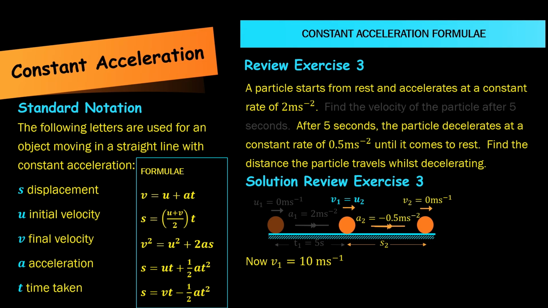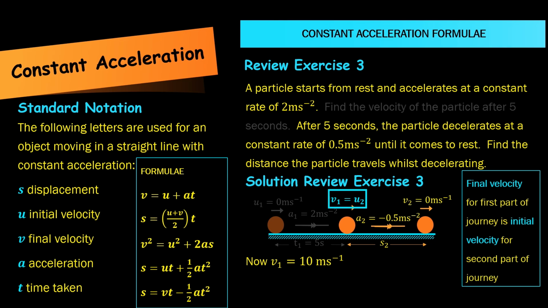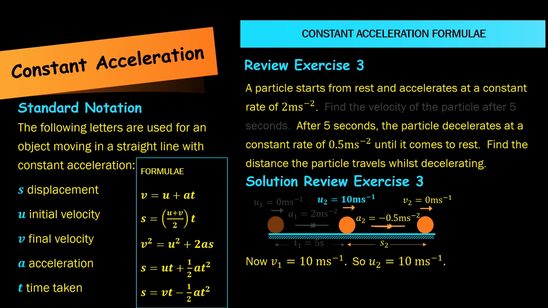Now let's take a look at the second part of the exercise. For this part, we need to focus on the second part of the journey. We've just calculated that v1 equals 10 meters per second. This, of course, was the final velocity for the first part of the journey, but it's also the initial velocity for the second part of the journey. Therefore, u2, which is the initial velocity for the second part of the journey, equals 10 meters per second.